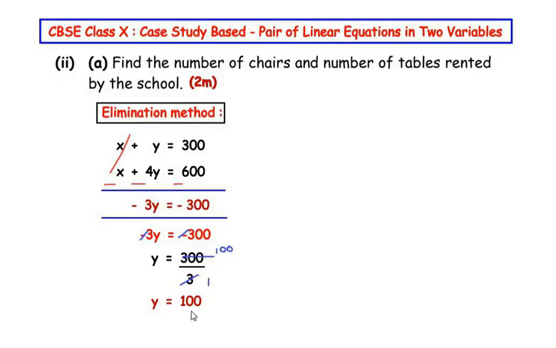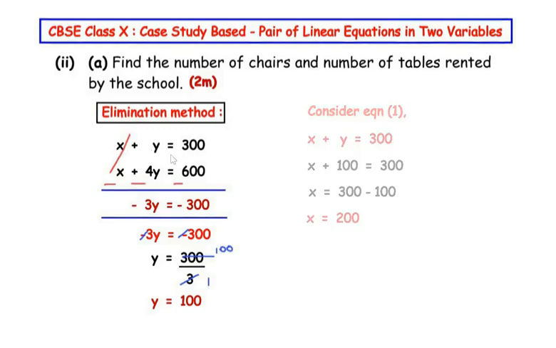So the value of y we get here is 100. Now let us use equation 1 to find out the value of x. So here we have written, consider equation 1, that is x plus y is equal to 300. Now we have got the value of y as 100. So the equation now becomes x plus 100 equal to 300.